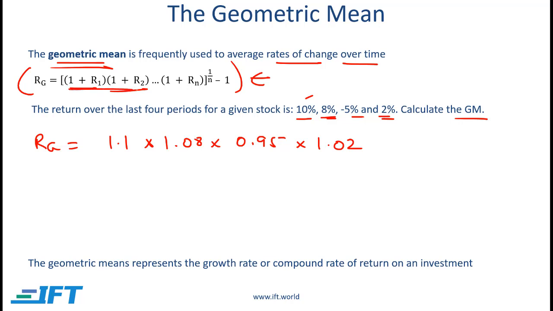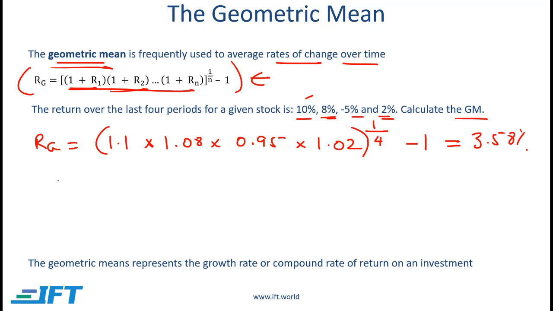So we multiply all these numbers out and then raise to the power of 1 over the number of observations. The number of observations is 4. So we raise to the power of 1 over 4 and then minus 1. When we do this calculation, we get 0.0358, which is 3.58%. So this is the average return over the last 4 periods, and we can say that this is the geometric mean. Now let me show you where this formula is coming from.